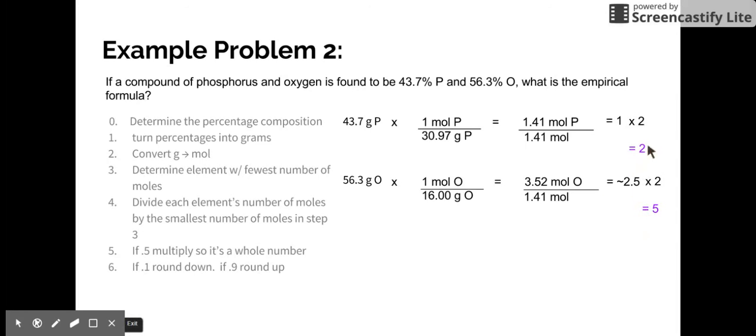So up here, my phosphorus ratio was 1. I'm going to multiply it by 2. That gives me 2. My oxygen ratio is 2.5. I'm going to multiply that by 2. I'm going to get 5. So my ratio here is 2 phosphorus and 5 oxygen. This is a covalent compound, diphosphorus pentoxide, and this is my empirical formula.